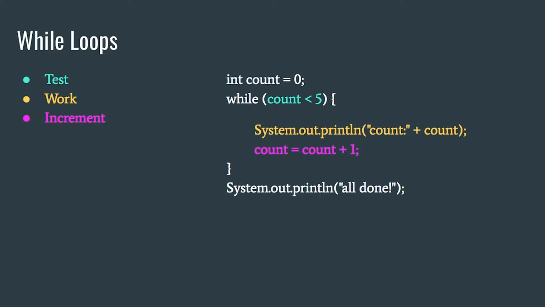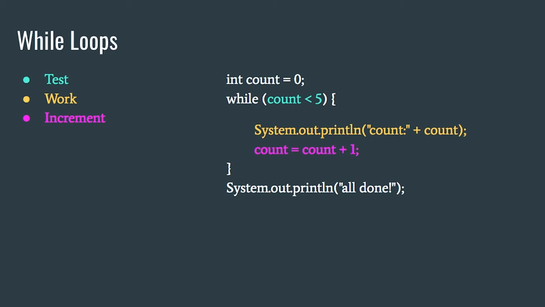In this loop, we have our test: is count less than 5? So every time we run this loop, we're checking if our count is less than 5 before we run the loop. Our work is our print statement in yellow. We want to print out the count and what the value of our count is. And then our increment in pink is that every time we print out the count value, after that, we're going to update the value of the count before we go back to the top of the loop.